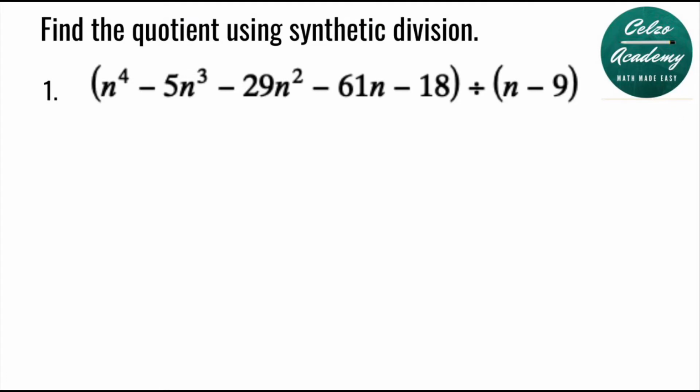Find the quotient using synthetic division. n to the fourth minus 5n cubed minus 29n squared minus 61n minus 18, divided by n minus 9. Give it a try and play the video whenever you're ready for the solutions.